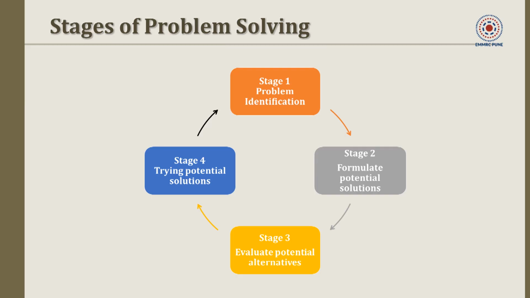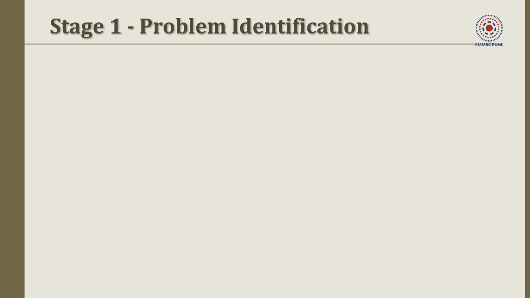Stages of problem solving. How does problem solving take place? This is a question cognitive psychologists have tried to answer, and they believe that it involves 4 aspects. We will now understand what these are. The first stage is problem identification. As the name suggests, it means recognizing that a problem exists.